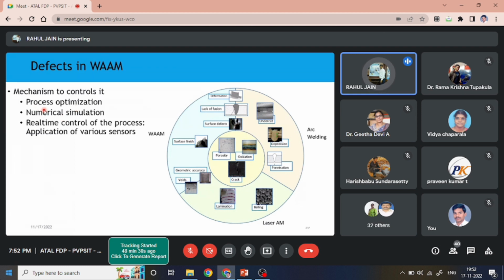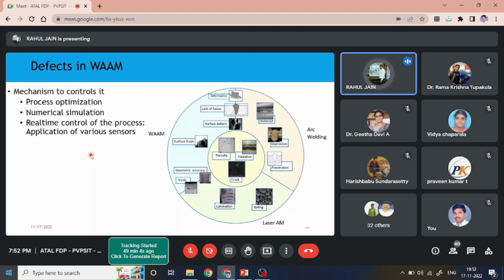Numerical simulation is one of the tools which has been known to researchers for a very long time. We can do FE-based or CFD-based simulation, where by changing the process parameters, we can see how output responses are varying, right? The third thing, which has received a lot of thrust in recent times when we talk about IoT, is basically real-time control of the process. Real-time control of the process means we can use various types of sensors and collect data using those sensors.